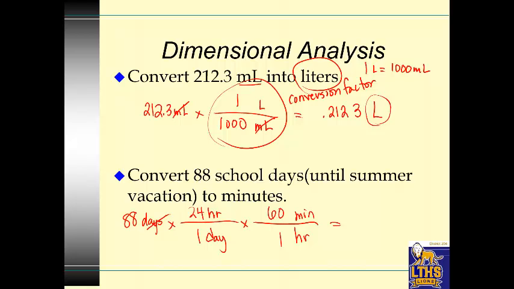Look what happens to days. Look what happens to hours because top and bottom cancel. We're left with minutes. How many minutes is that? Wouldn't you like to know? Well, I have to do 88 times 24 times 60. And I get 126,720 minutes. Wow, we better get busy. That's not a lot of time left.